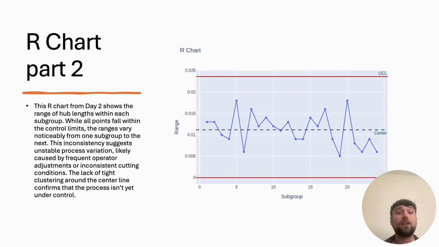Moving on from that, this is my R chart for part 2. This R chart from day 2 shows the range of hub lengths within each subgroup. While all points fall within the control limits, the ranges vary noticeably from one subgroup to the next. The inconsistency suggests unstable process variation, likely caused by frequent operator adjustments or inconsistent cutting conditions. The lack of tight clustering around the center line confirms that the process isn't yet under control.